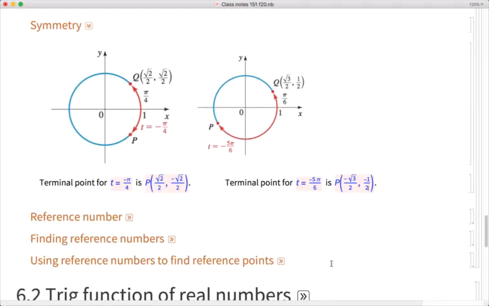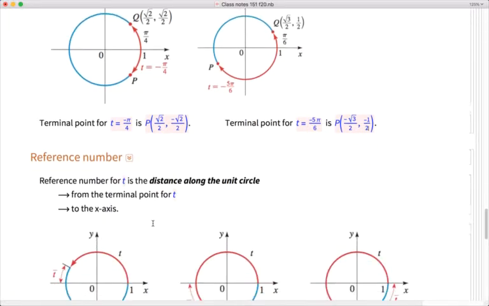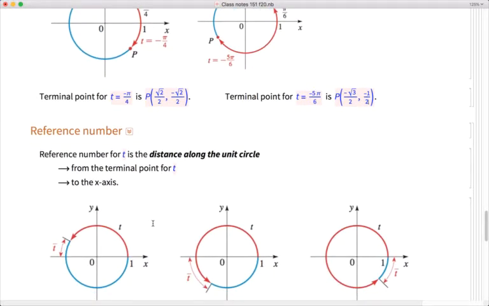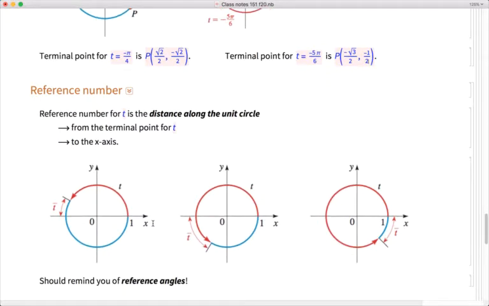Okay, so we're going to take these two examples and make hard and fast rules about them. We'll just generalize them into rules that work for other cases too. To do this, what we're going to look at is what's called the reference number. So the reference number for a value of t is the distance along the unit circle from the terminal point for t to the x-axis.